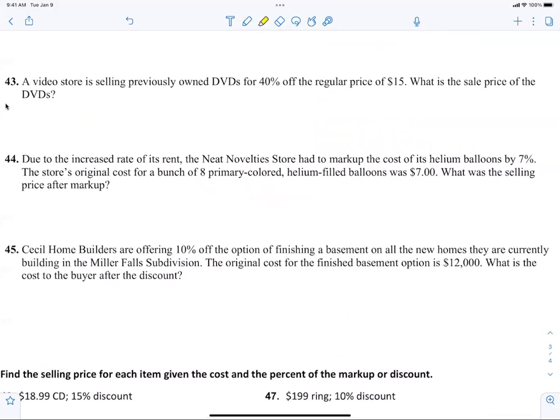We also was selling DVDs for 40% off the regular price of $15. What is the sale price of the DVDs? Yeah, tell me, what do I do? Right? 100 minus 40. And that's what? 100 minus 40 is 60. Exactly. And then 60% times 15. Right, 60%. All right. Which was 100 minus 40. Thank you. That's good. So now, tell me what you did.